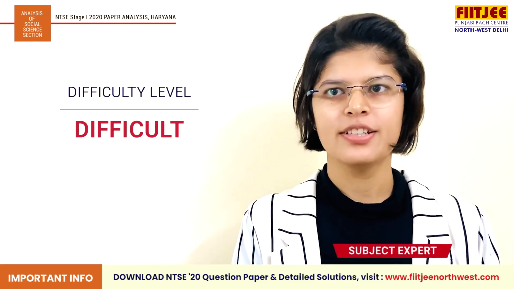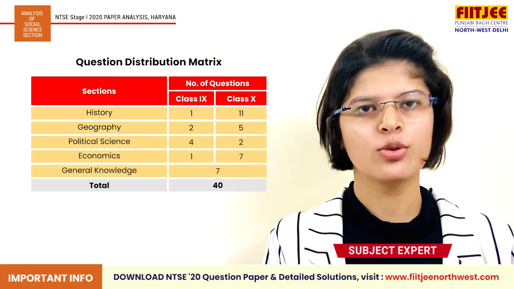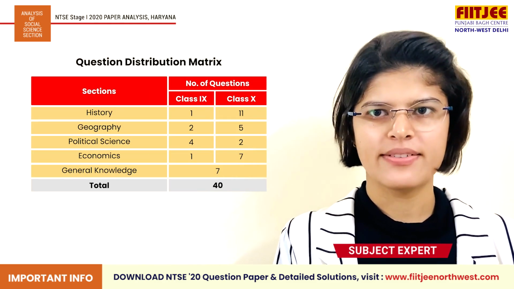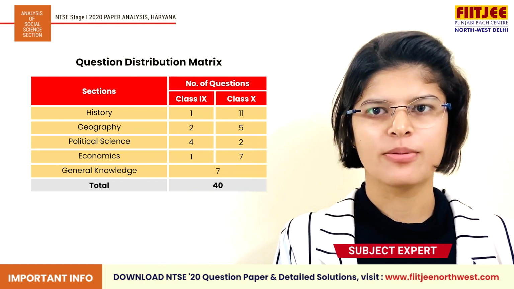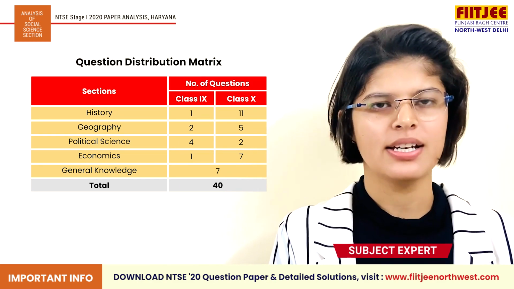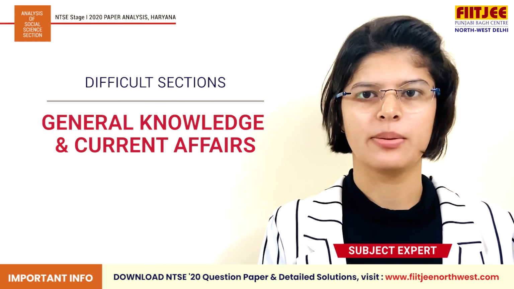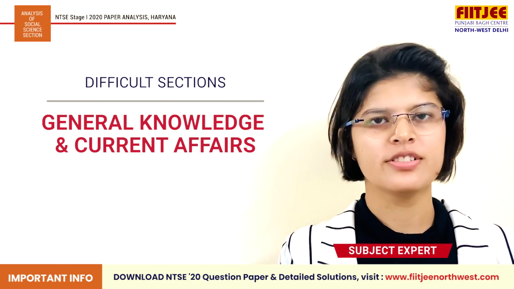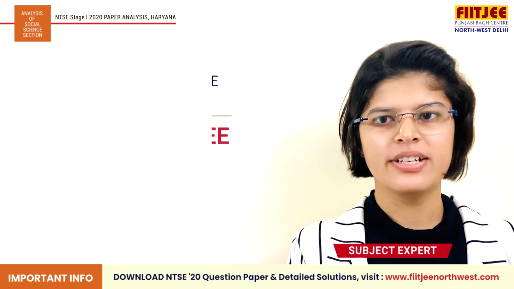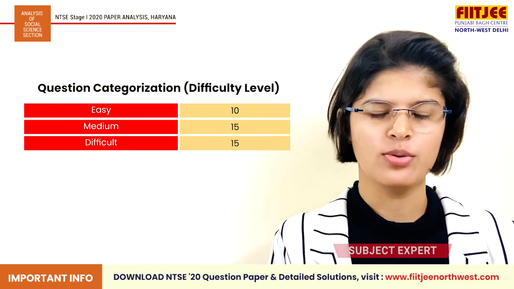The level of the Haryana social science paper this year was exceptionally difficult. There were a total of 40 questions, out of which 12 were from history, 7 were from geography, 6 were from civics, 8 were from economics and 7 questions were from GK and current affairs. The GK and current affairs part was tough and unpredictable this year, and students generally do not prepare for it. Though the paper was error-free, considering the level of the exam, the cutoff may get much lower this time as compared to last year.